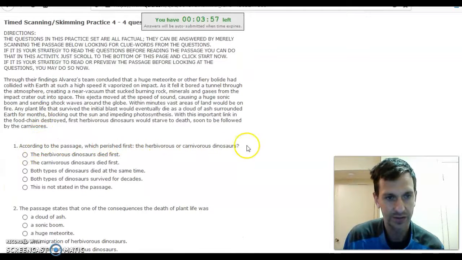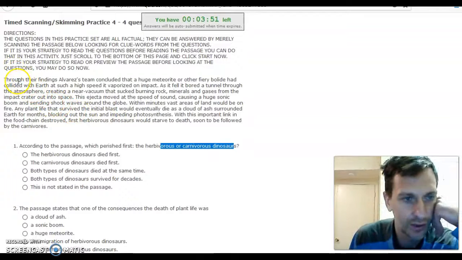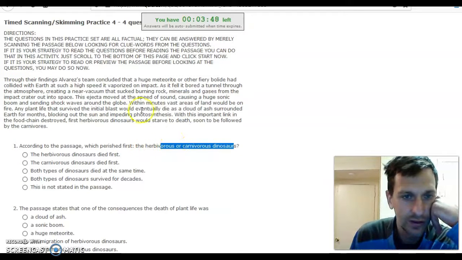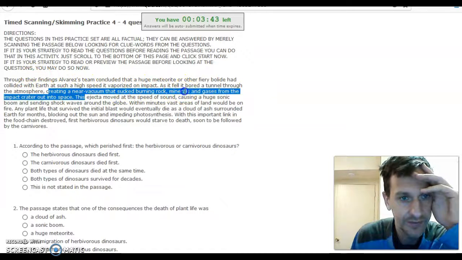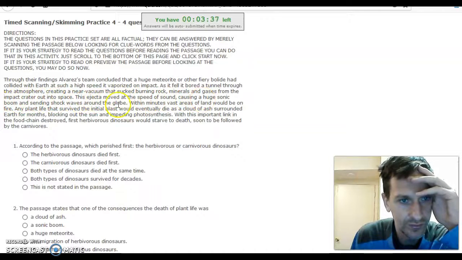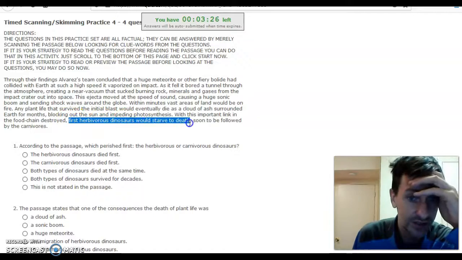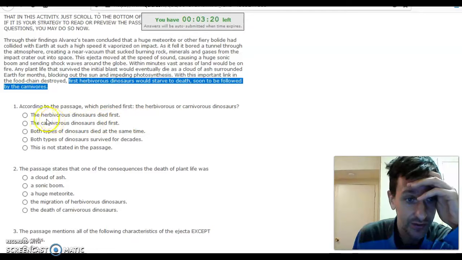According to the passage, which perished first, the herbivore or the carnivorous dinosaurs? All right, look for herbivore or carnivorous. I'm scanning, I'm looking for those words. All right, right here. First, herbivorous dinosaurs were starved to death, soon to be followed by the carnivores. So which perished first? The herbivores first, right?